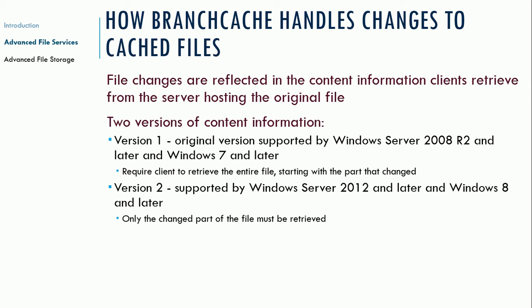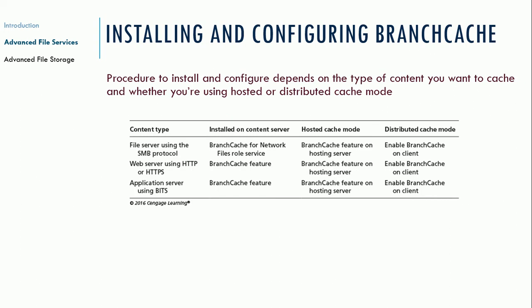So that's basically branch cache. So it's a pretty useful feature. And this will help make storage, or file access, I should say, much more efficient with remote offices. And here are some of the protocols that are supported with branch cache, which are listed in your textbook.